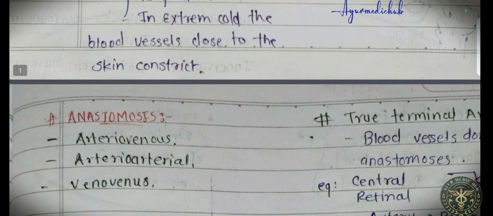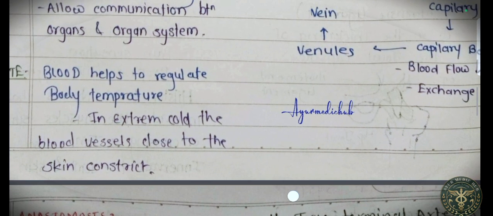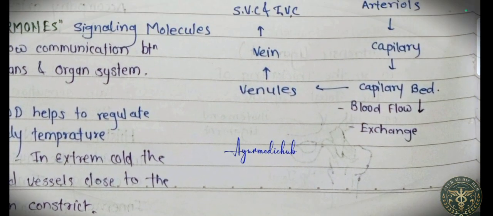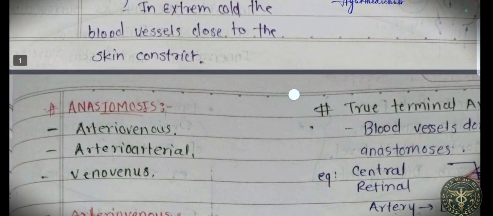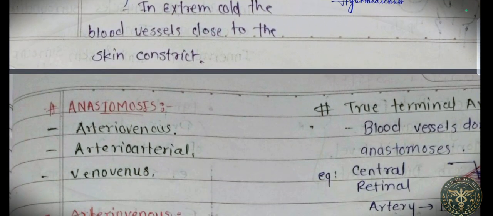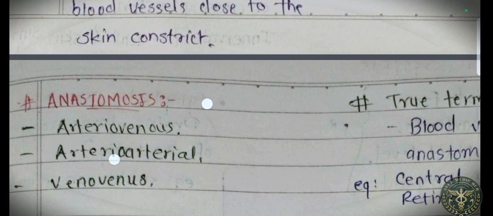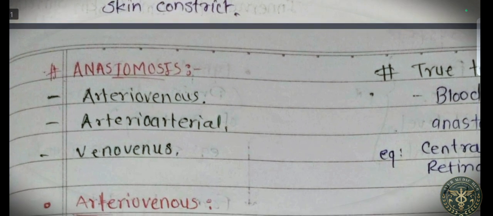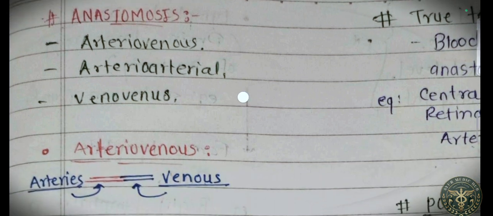Then there is the anastomosis. Anastomosis is the joining. As we said here, the capillary bed is a type of anastomosis. So what are the types of anastomosis? There are arteriovenous anastomosis, where arteries and veins are connected. Then there are arterial anastomosis, where two arteries are connected. And then there is venous anastomosis.